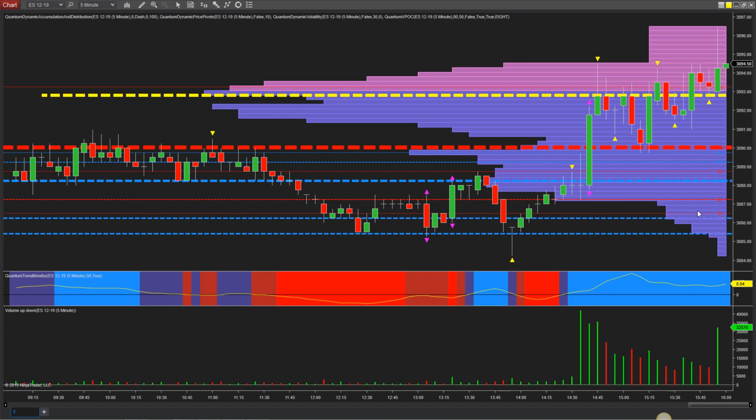These levels here are less important because they are less wide. They're not so strong. This is 1, this is 2, so on and so forth. But where you get these, and particularly where you get them as clusters, they act as very strong resistance and support. Trend monitor is blue, as you can see.